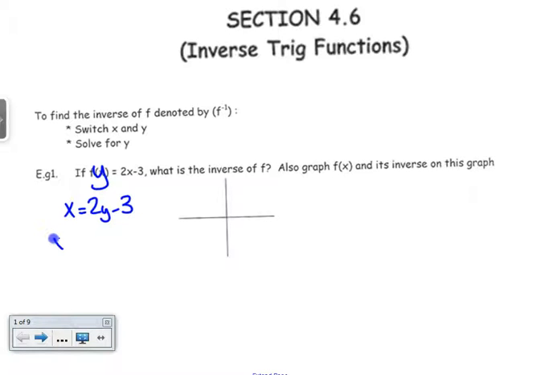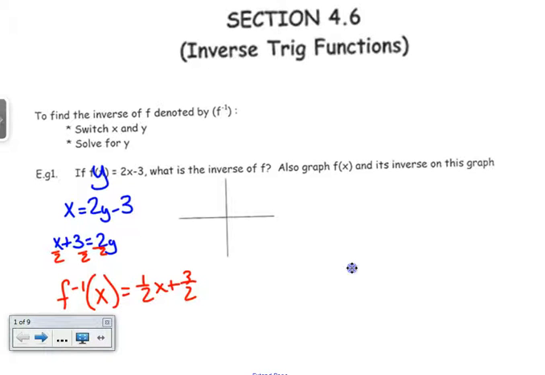They'd trade places. And then you would solve for the y. So you would add the 3 over. And then you would divide everybody by a 2. So what we called, quiet down guys, whoops. That's supposed to be a big thing. Try again. So f to the negative 1, that means inverse, right? So the inverse function was 1/2 x plus 3/2.